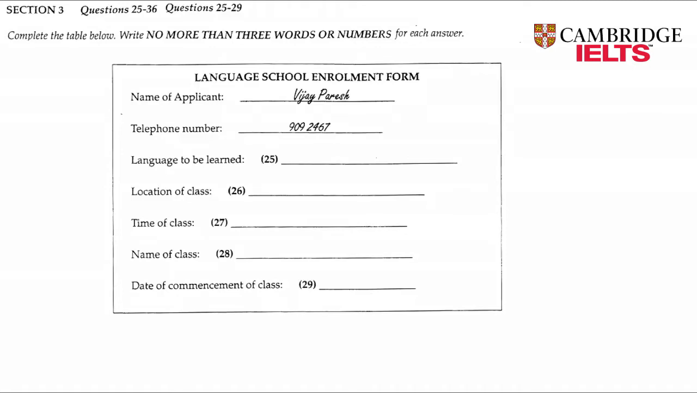Hello. May I help you? Hello. Is this the right place for me to register to study foreign languages? Yes, it is. May I have your name, please? VJ. My family name is Paresh. VJ Paresh. Okay. Do you have a telephone number? Yeah. 909-2467. Thank you. Now, which language would you like to learn?